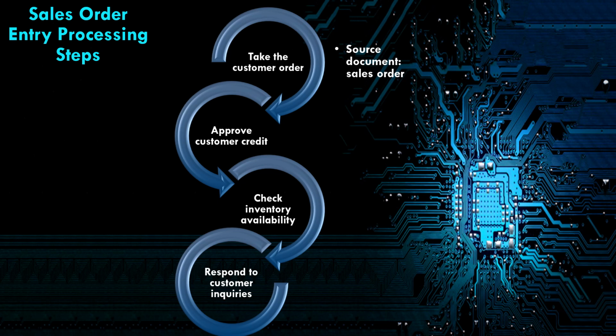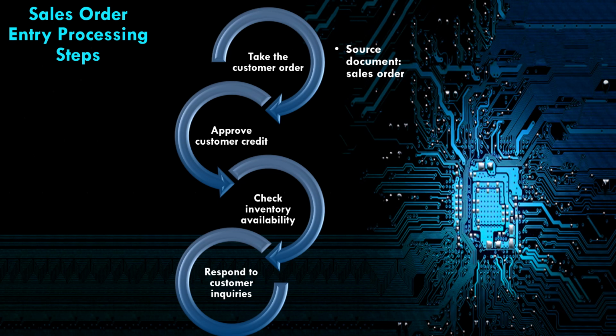I believe the activities under sales order and entry processing steps are to verify, to key in the information of the customer order and so on, and even to respond to the customer inquiries. So these four activities are called the entry processing steps, and the source document of this process starts from the sales order or customer order.